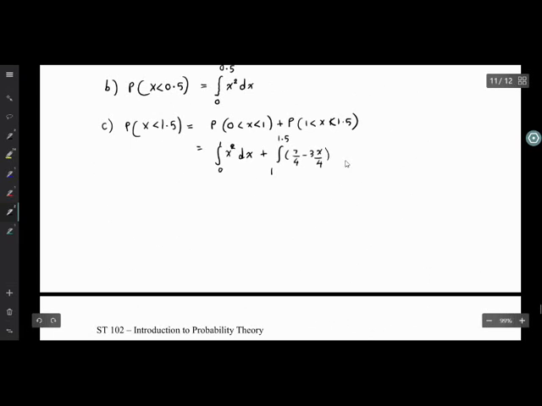Okay, so this is how you find the probability when you have piecewise functions. You have to use the correct function in the proper places. Okay.